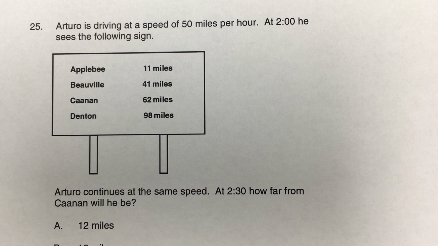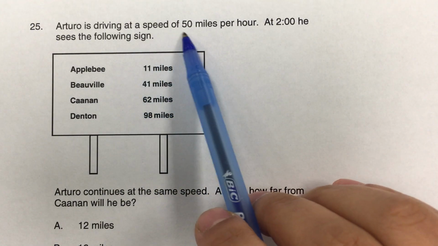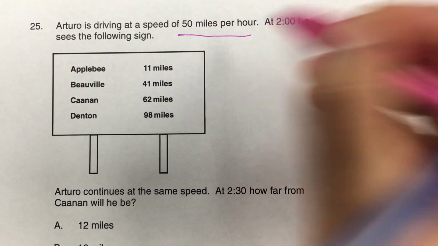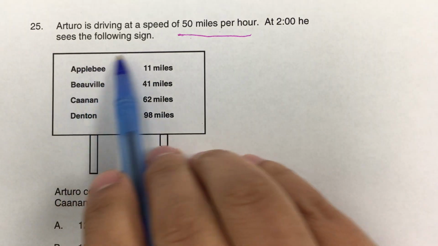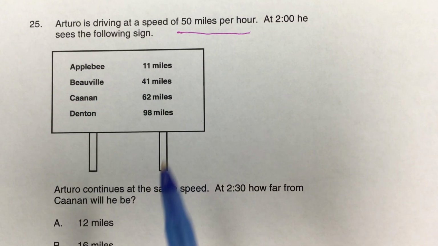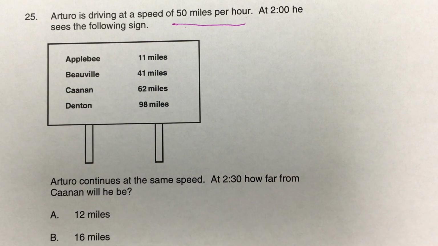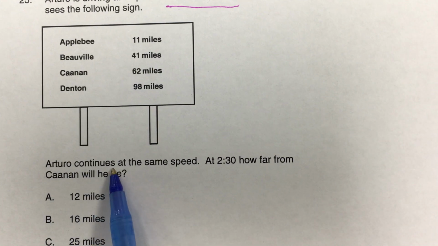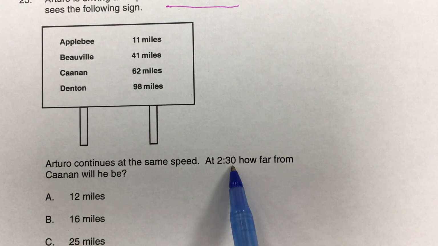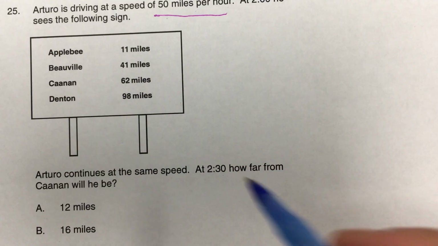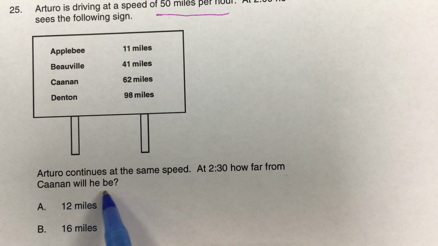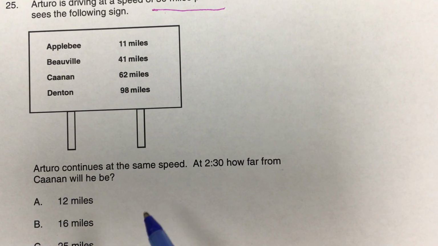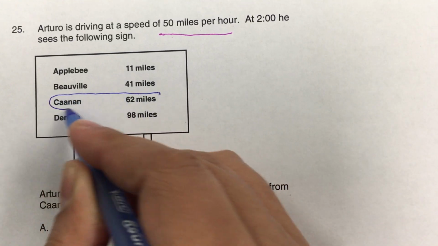Number 25, it says Arturo is driving at a speed of 50 miles per hour. That's important information right there. Okay. At 2, he sees the following sign. Then let's go to the question first before we start looking at the information, because sometimes we start analyzing many other things that we don't really need. Arturo continues at the same speed. At 2:30, oh, it's been half an hour. At 2:30, how far from Canaan will he be? Okay, so they're asking about Canaan, which is this information right here.